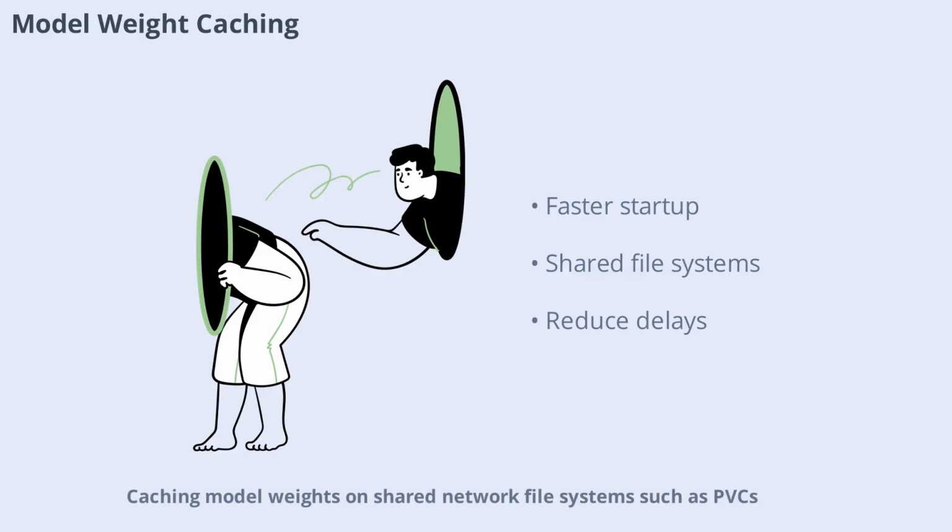Caching model weights on shared network file systems, such as PVCs, speeds up container startup times. This approach is particularly useful in serverless or containerized environments where large model files can otherwise cause significant delays.